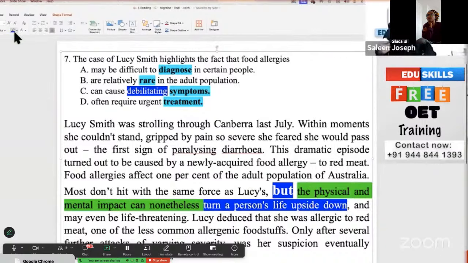Still, I'm telling you, if you don't find that, this clue can be used. The clue is this: you usually have the answer after the contrast word. So the synonymous expression given for debilitating is turn a person's life upside down. If you are put upside down, head on the floor, legs up, will you be able to do your nursing duty? No, Father. So debilitating, disabling. Okay, disabling symptoms. That's cool.